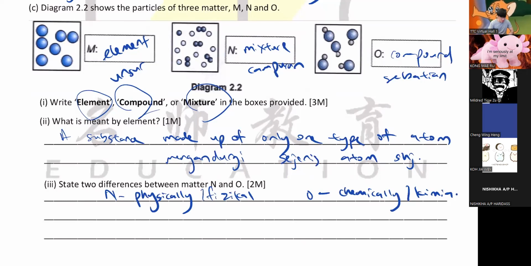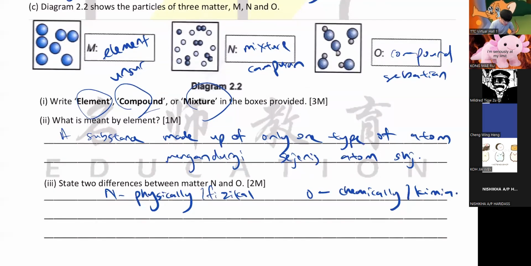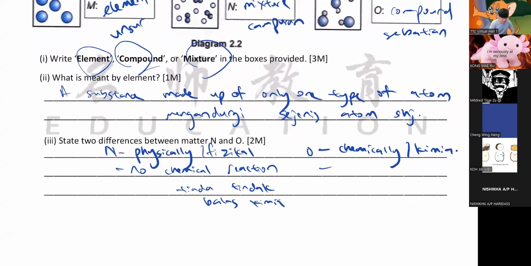Both have more than two elements. So what else can you say? There's no chemical reaction. Tiada tindak balas kimia. And for O, there is a chemical reaction. Okay, terdapat tindak balas kimia. Write this yourself. Okay, it's almost a repeating question.